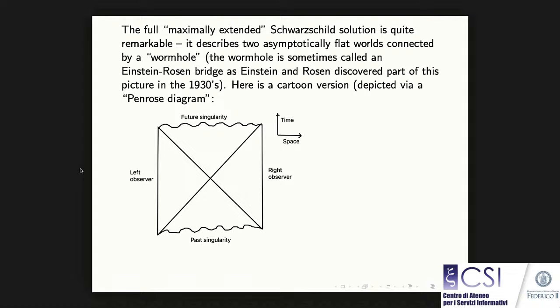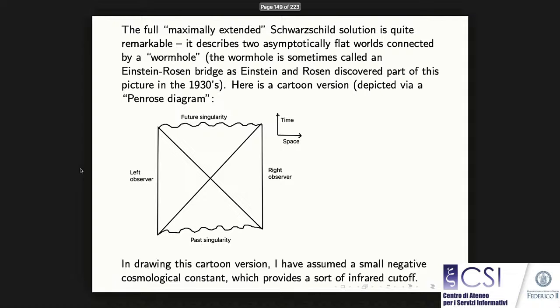So the maximally extended diagram has the property that it describes two asymptotically flat worlds. One is on the right, one is on the left. I imagine a right observer who lives here and a left observer who lives here. If the cosmological constant were 0, this triangle here would be more like a diamond with spatial infinity way out here. Instead, a small negative cosmological constant gives an infrared cutoff and makes the picture look like I've drawn, with a sort of vertical boundary, a time-like boundary, where the left and right observer could be living.